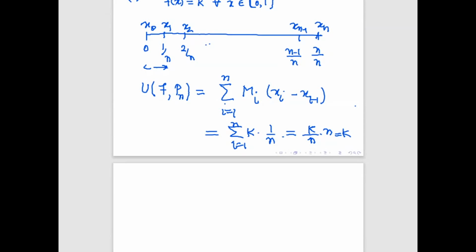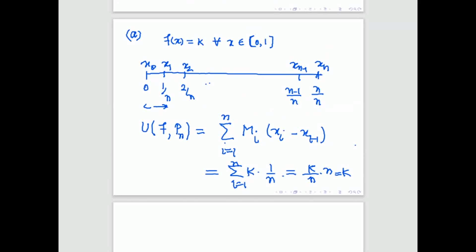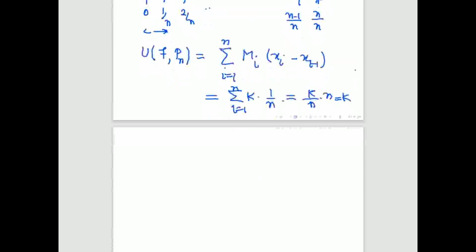Mi is the supremum of this function f over the interval xi minus 1 to xi. In each interval you have to find the supremum, and the function is constant, so the supremum will be the same number. Similarly, the infimum will also be the same number.